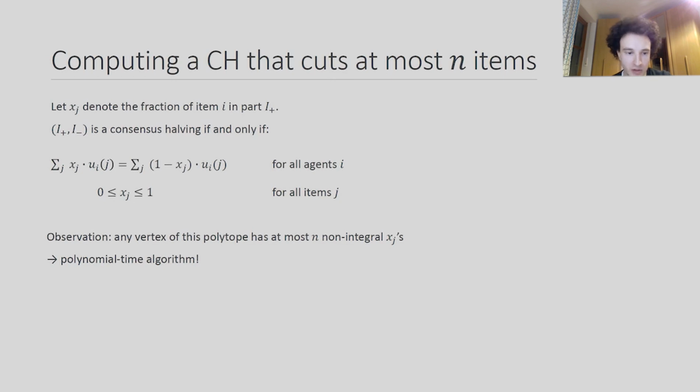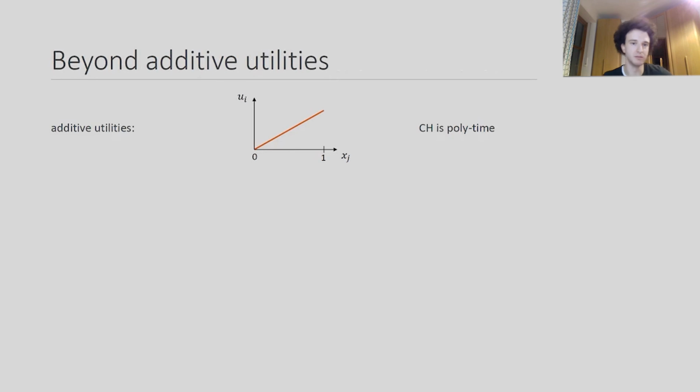And obviously, this is for additive utilities, as I mentioned. What happens if you consider more general utilities? So let's recall what additive utilities actually correspond to. Basically, depending on the fraction of the item that you consider, the utility that you get depends linearly on it. So this is what's shown in this graph. If you have 20% of an item, you get 20% of its value. If you have 70% of an item, you get 70% of the value of the item. And that's it.